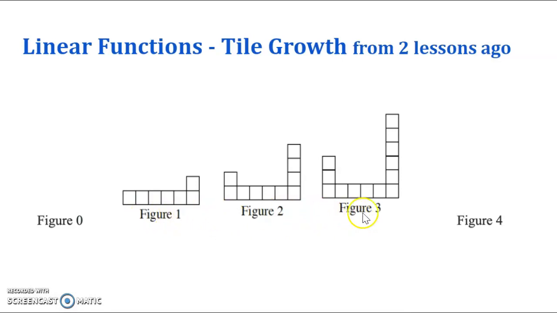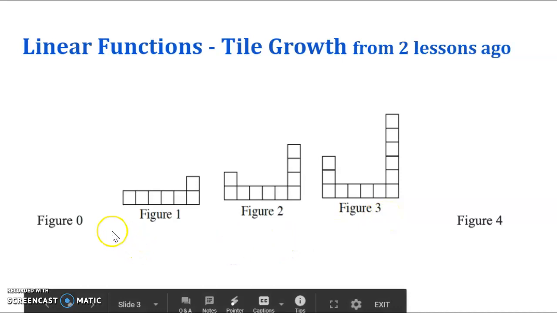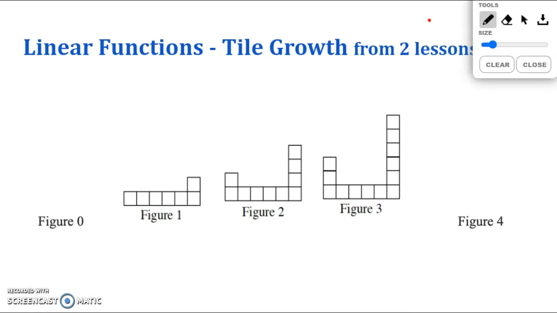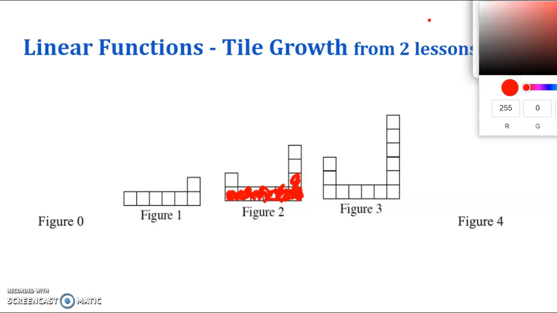We started off with this figure, and then we tried to figure out figure 0 and figure 4. The easiest way is to color the previous shape. If I color the previous shape in figure 1 and figure 2, then very easily you can figure out what new tiles were added. From figure 1 to figure 2, the new tiles added were this and this.